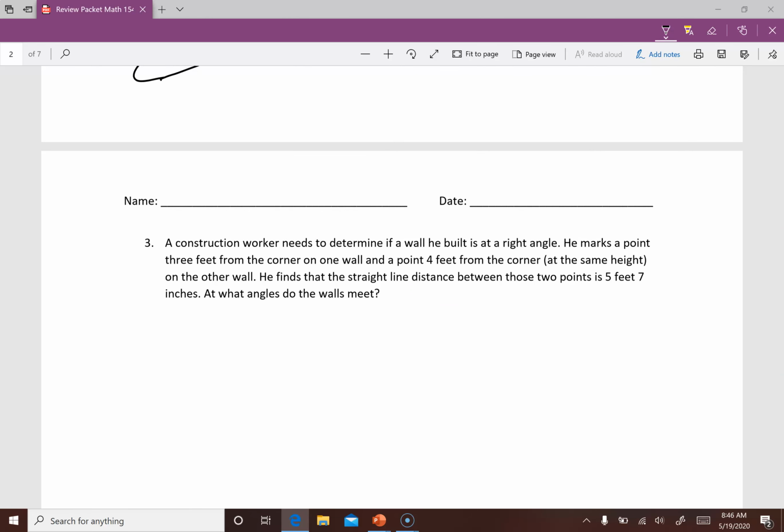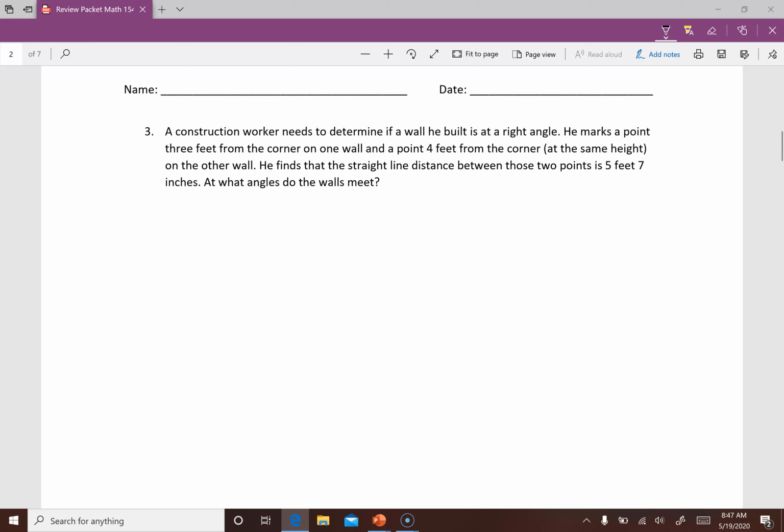Going on to the next page. A construction worker needs to determine if a wall he built is at a right angle. He marks a point 3 feet from the corner on one wall and then another 0.4 feet from the corner at the same height on the other wall. He finds that the straight line distance between these 2 points is 5 feet 7 inches. At what angle do the walls meet?